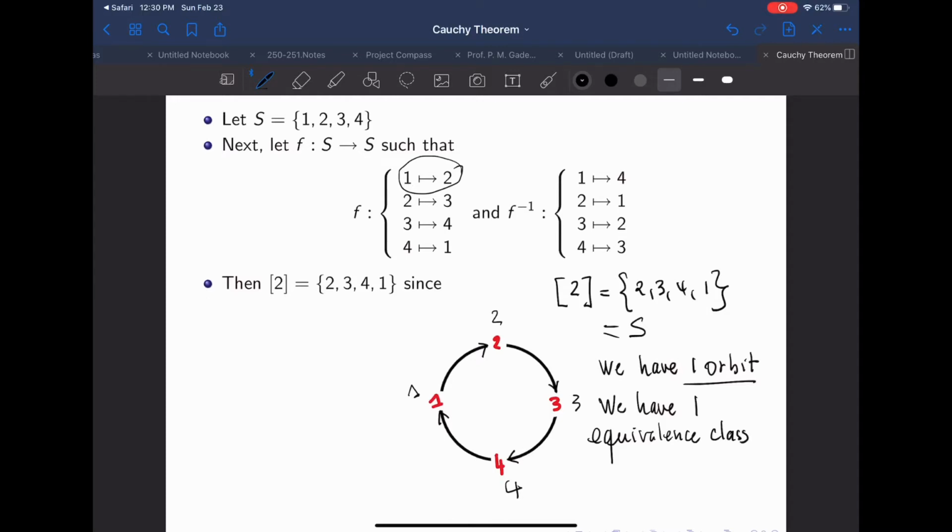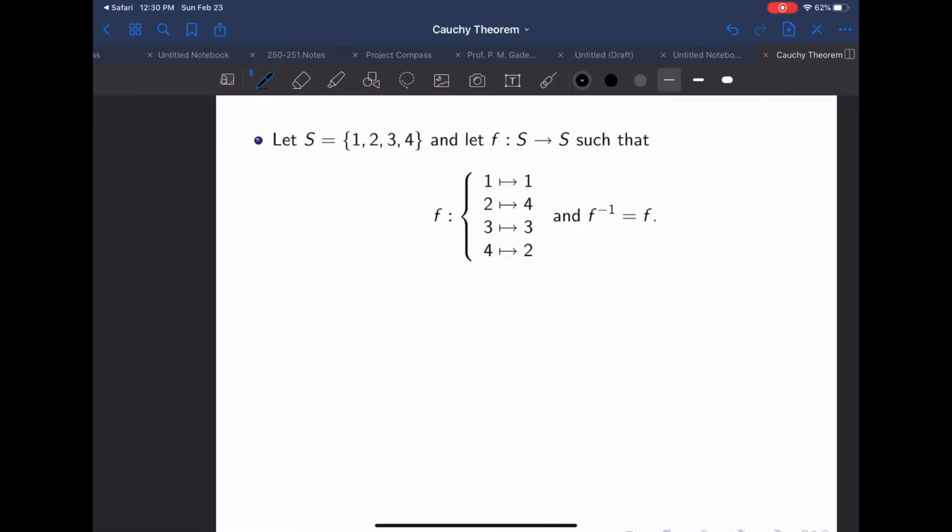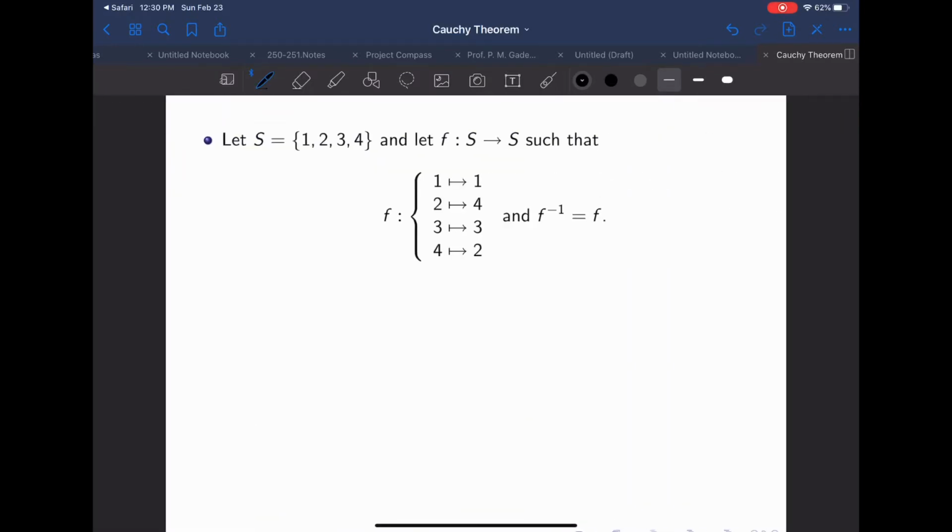So that means that with respect to this relation that we have defined, any two elements in the set S are related. All right, let's consider another map F, again a bijection, which sends 1 to 1, 2 to 4, 3 to 3, 4 to 2. So essentially, the map F fixes the elements 1 and 3 and swaps 2 and 4.